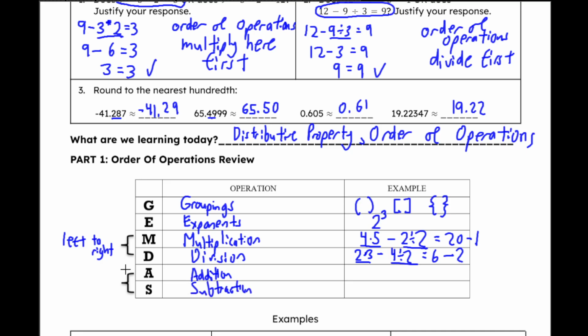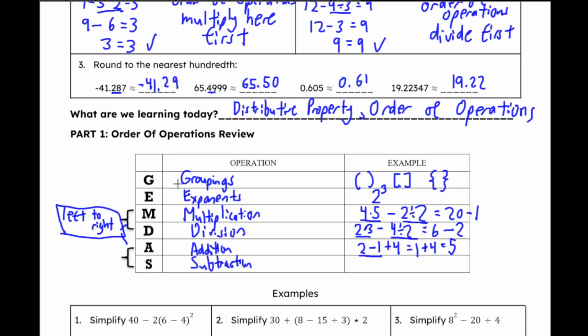That is also left to right. These are both left to right. Once you're done with multiplication and division, you do addition and subtraction left to right. So let's just say you had something like 2 minus 1 plus 4. Just go left to right. I'll use this example for both addition and subtraction. 2 minus 1 is 1, plus 4, and that just gives you 5.